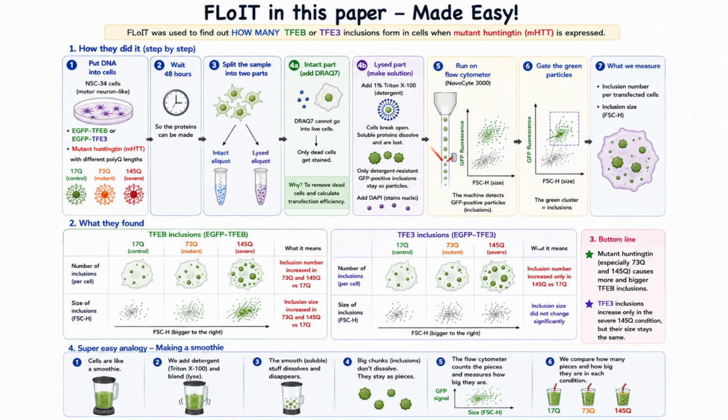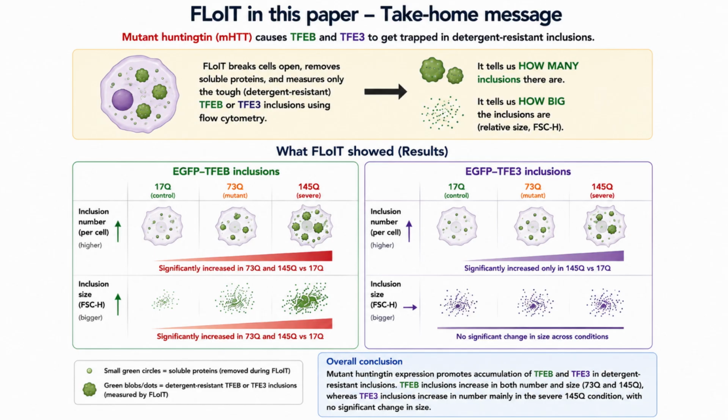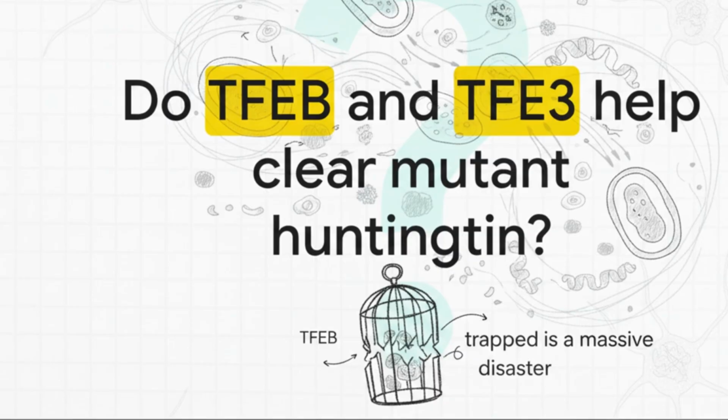Okay, part 4, testing the clearance machinery. We're moving from just seeing an association to getting actual functional proof. So now we know they're trapped, right? But does it actually matter? This brings us to a really critical question for this explainer. Do TFEB and TFE3 actually help clear mutant Huntingtin from the cell? Because if they do, then getting trapped is a massive disaster for the neuron.